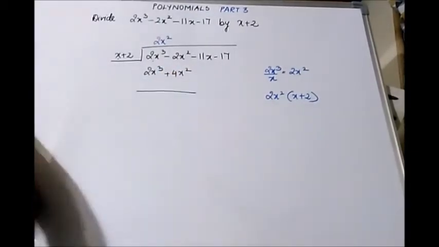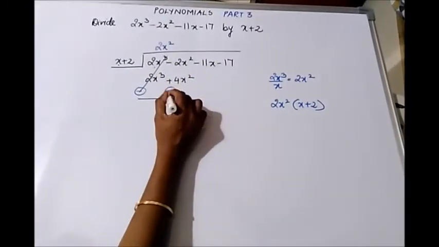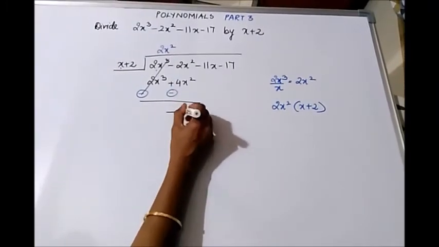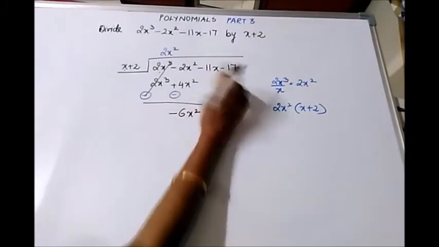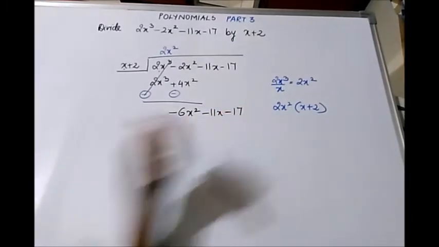Next we subtract. Subtraction means we change the sign. Plus becomes minus. Once again here plus becomes minus. 2x cube minus 2x cube will give me 0. That is, this term will get cancelled. Minus 2x square minus 4x square will give us minus 6x square. The remaining two terms are minus 11x and minus 17. Bring them down as they are.